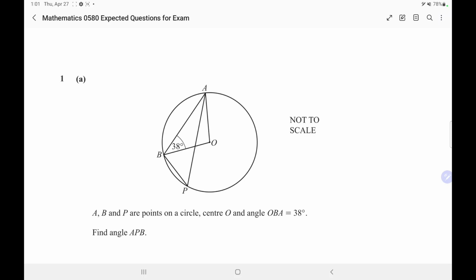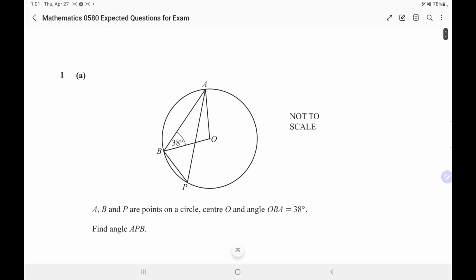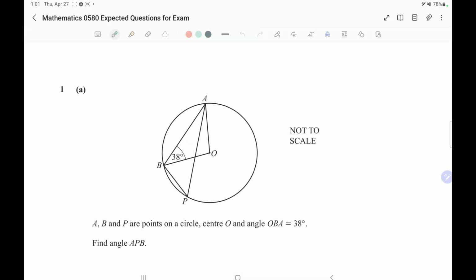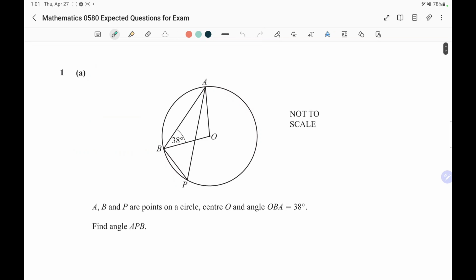So welcome back guys. Here we are going to learn very important questions related to mathematics 0580 for IGCSE. So let's just start with question number 1 that says A, B and P points are on the circle with center O, and the angle OBA is given to us. Now we have to find angle APB.